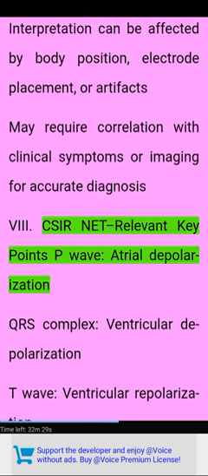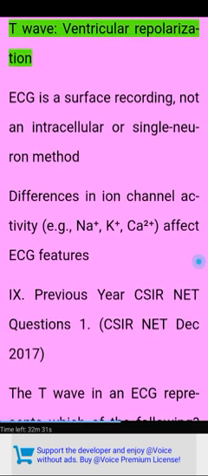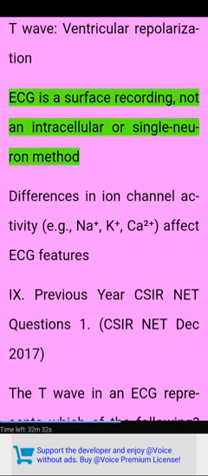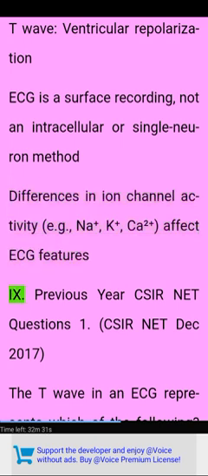8. CSIR NET relevant key points. P wave, atrial depolarization. QRS complex, ventricular depolarization. T wave, ventricular repolarization. ECG is a surface recording, not an intracellular or single neuron method. Differences in ion channel activity, e.g., Na, K, Ca2+, affect ECG features.